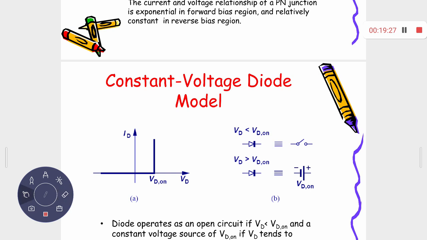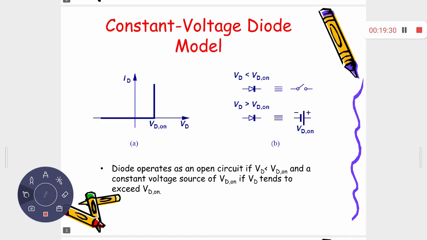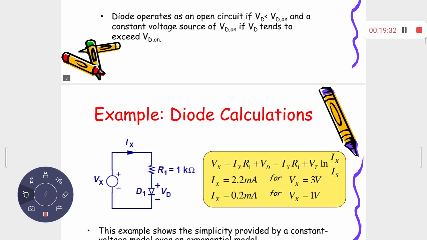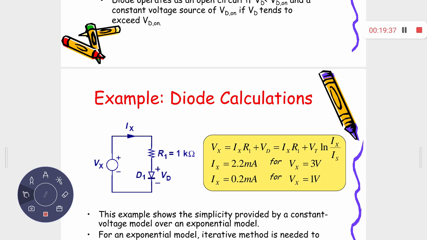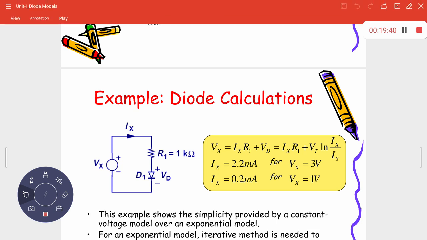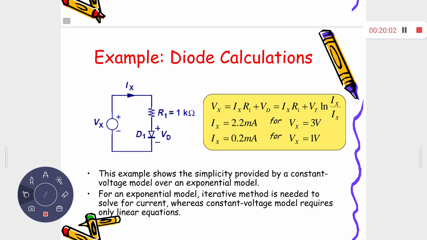So now, let us consider a very simple circuit, something like that. You have one voltage source Vx, one resistance R1 of 1 kilo ohm, and one diode as well, anode side this one, cathode side that one. Suppose for a given voltage you would like to calculate the corresponding current.